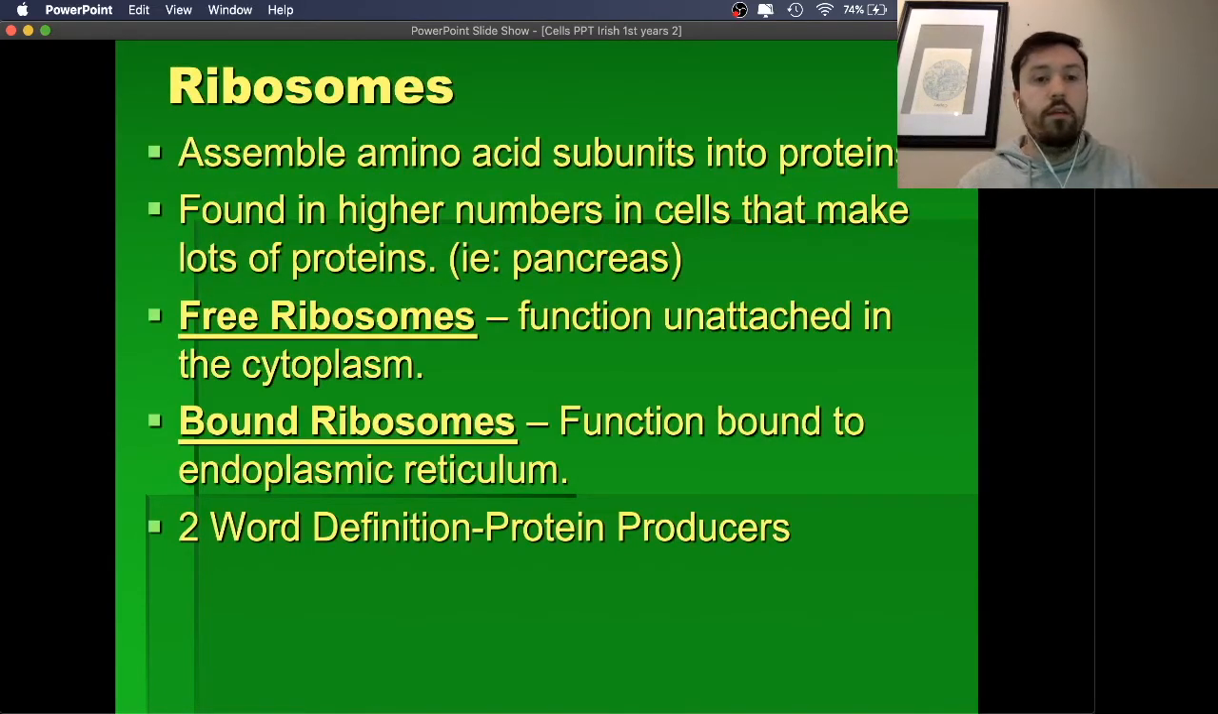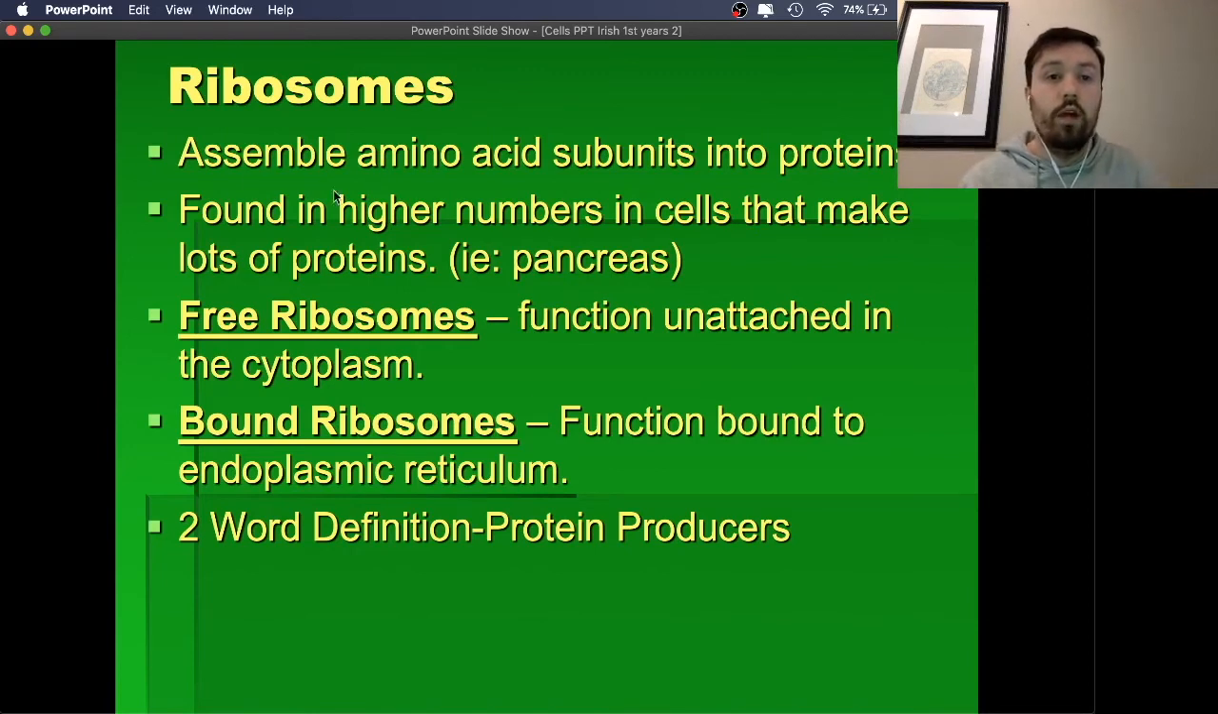If you have proteins, they need to be made by something, right? And that's where these ribosomes come in. Take a look at our two-word definition down here: protein producers. Producers means that you're making something, right? If you produce chairs, you're making chairs, and then they're going out and people are using them, right?